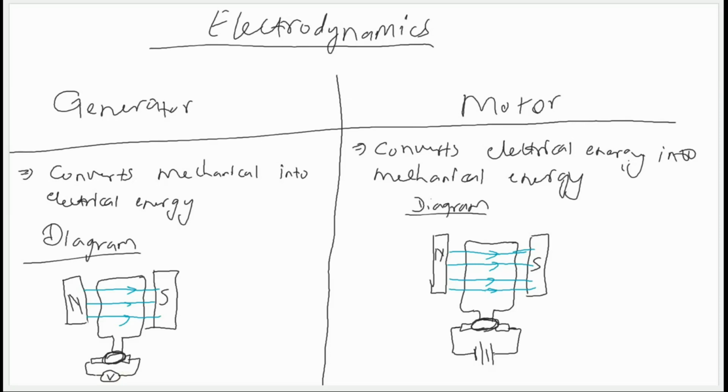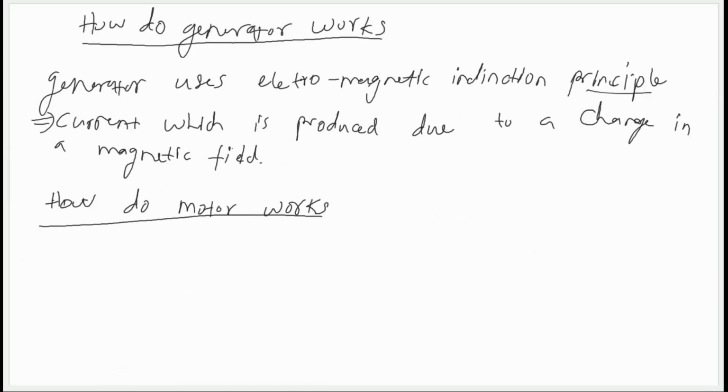So now let's talk about the motor. How does the motor work now? Remember, the same setting we have on a generator is the same setting we have on a motor as well, but the difference is that with the motor we have a battery that will provide the wire with an electric current. So a motor works using something called the motor effect.